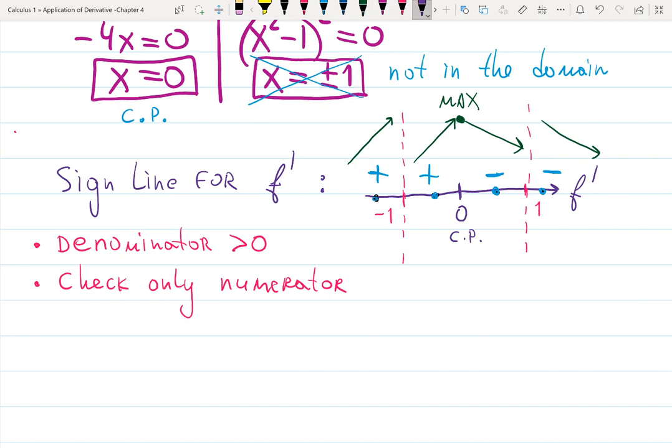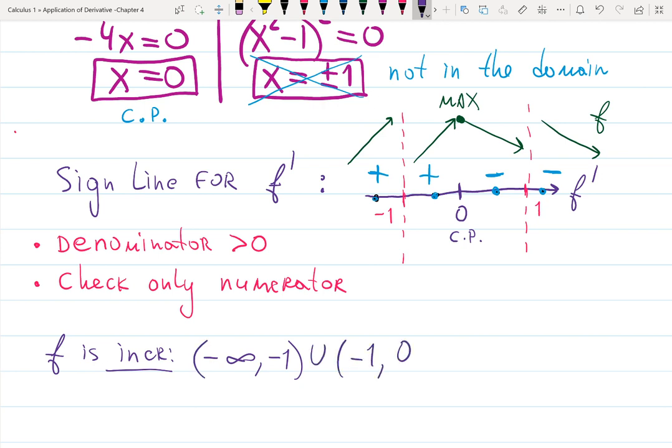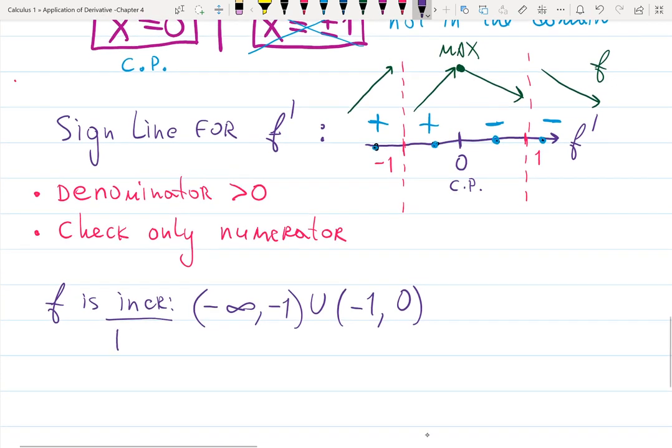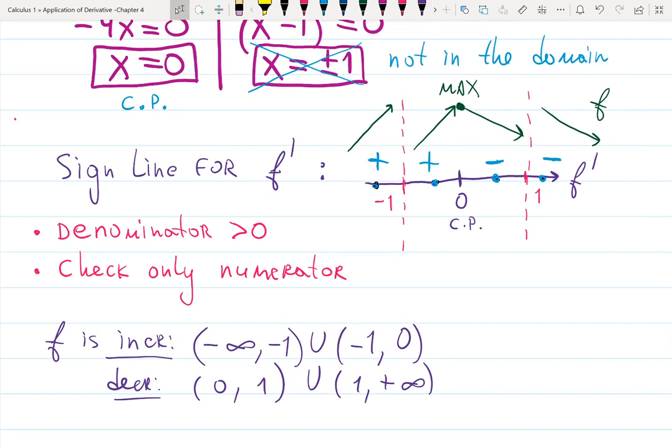Let's make the summary. So the original function f, the green color is about f. F is increasing from -infinity to -1. Do not include -1. Do you know why? Think for a second and I'll finish writing. Why we do not include -1 and 1, even though it seems like it would make sense to do that. So increasing from -infinity to -1, from -1 to 0, decreasing from 0 to 1, from 1 to plus infinity.